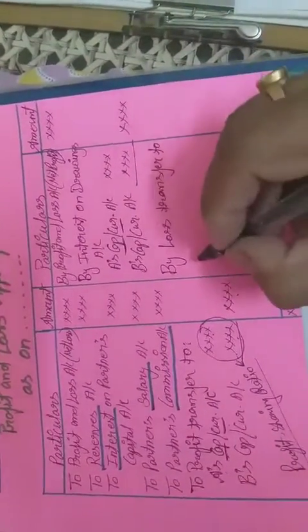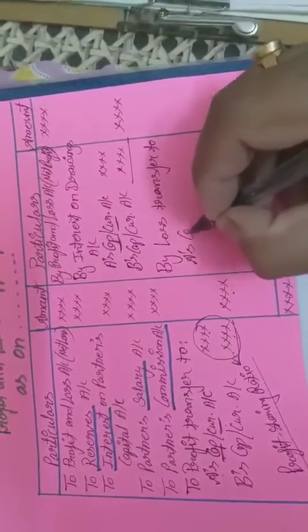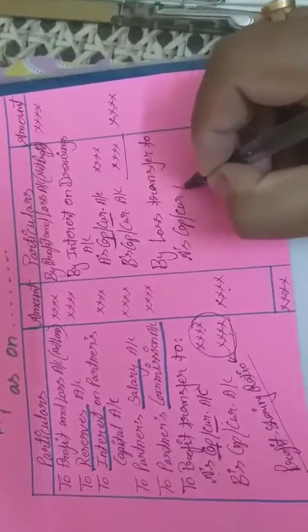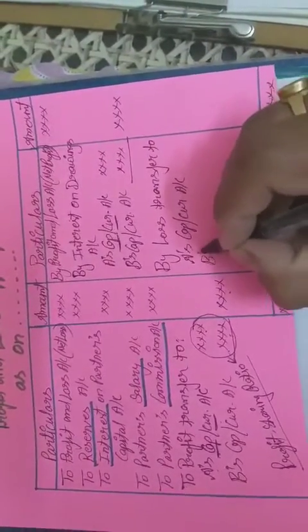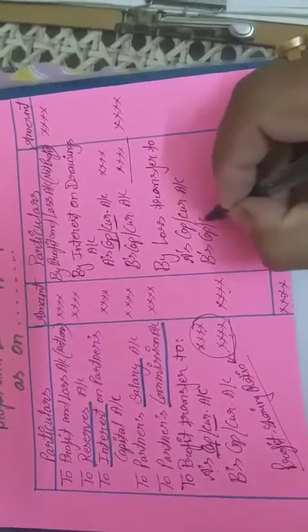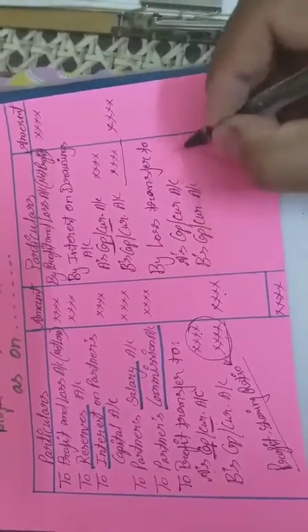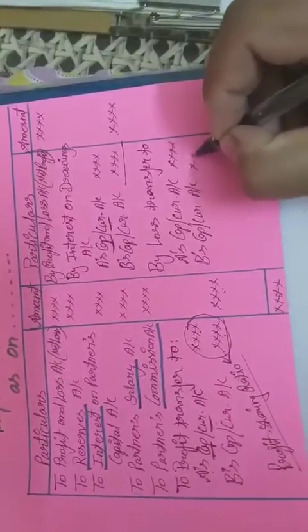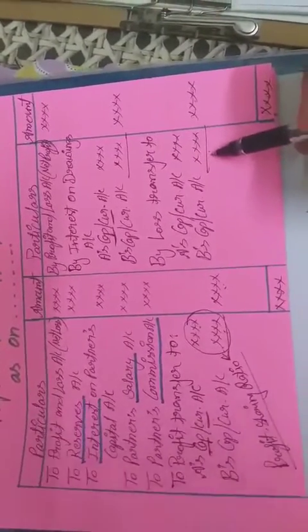to A's capital or current account and B's capital or current account. It is clear, and this amount is also distributed in the profit sharing ratio among the partners. So I think you have understood each and everything, but this is the most important thing.